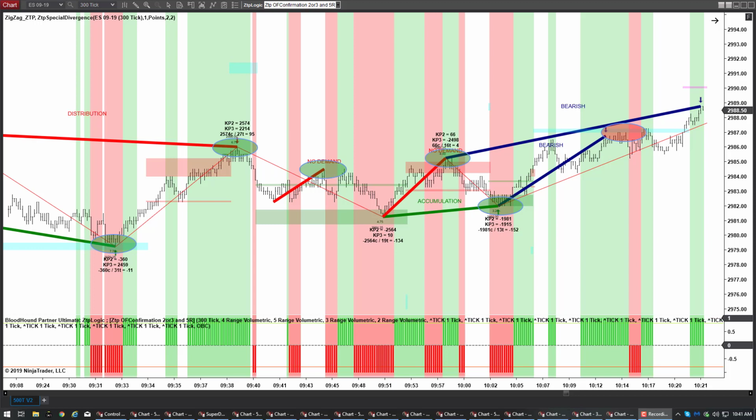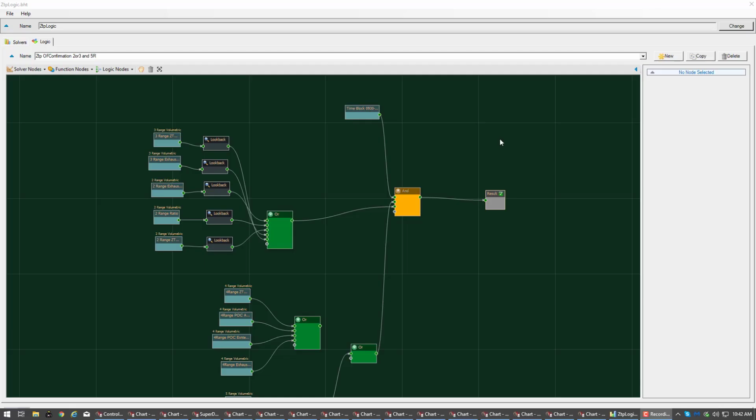Now, after I was done making the video, I thought, is there any better way to use BloodHound and get a better result? And I found out the answer was absolutely yes. So what I did is I created a logic board that included a 4-range and a 5-range as confirmation. And that logic board looks like this.